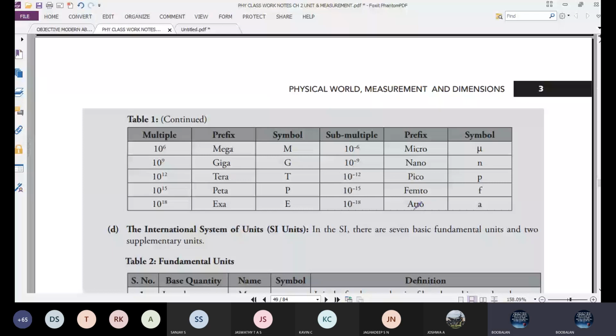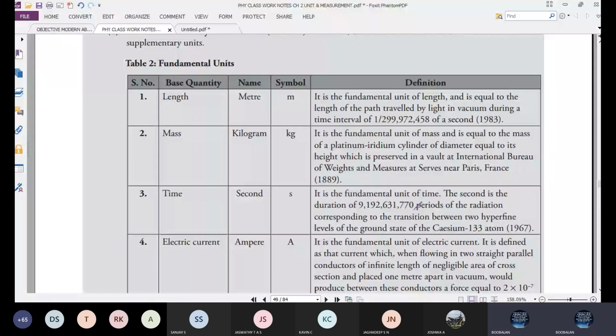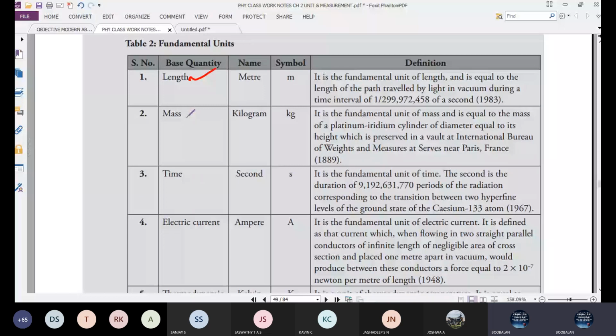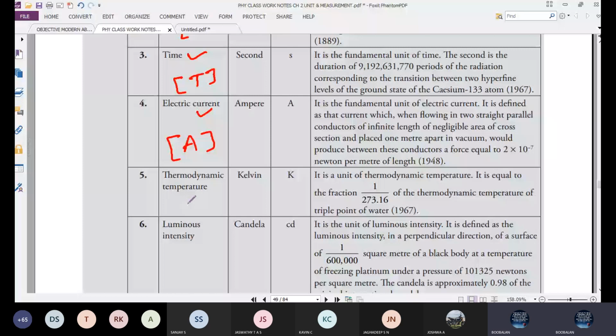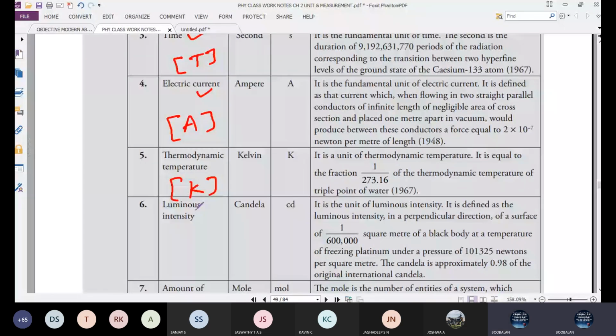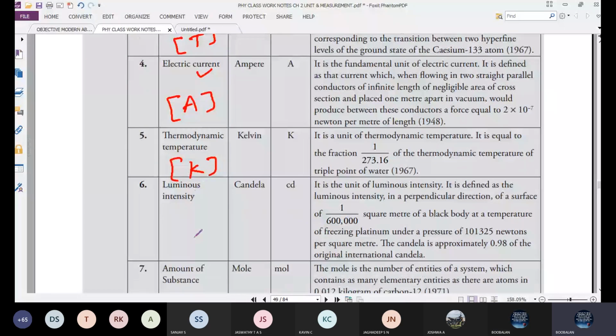Length L, mass M, time T, electric current, not C, A. Thermodynamic temperature, Kelvin, K. Luminous intensity, CD. Amount of substance, mole.